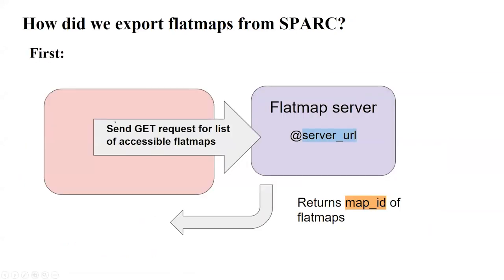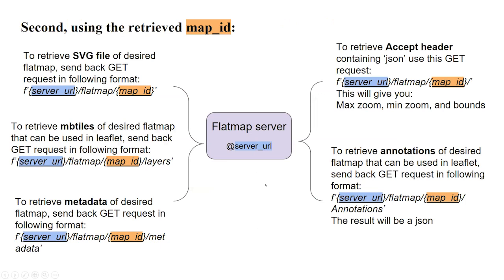So starting with the build map, what it essentially does is send a request to the flat map server, the server that contains the different SPARC flat maps that are available. And the server gives back a list of map IDs saying, okay, these are the IDs for the flat maps that you want to access.